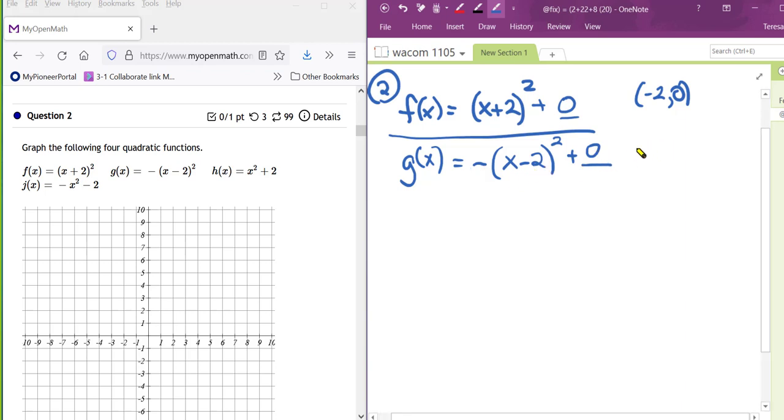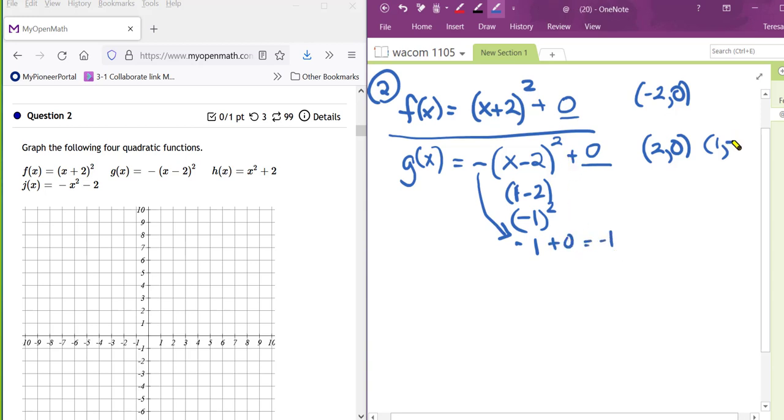Let's see. So its vertex is 2, 0. And then we'll need another point. So you can pick anything here to plug in, except you don't want to pick 2 because we already have that point. So if we pick a 1, right, 1 minus 2 is negative 1, and negative 1 squared. So 1 minus 2, negative 1 squared will be 1. Then you apply this negative. So that's negative 1 plus 0 is negative 1. That would be our points, right?